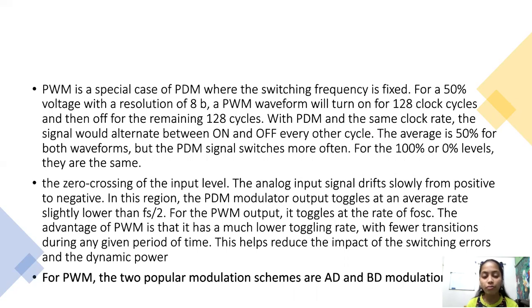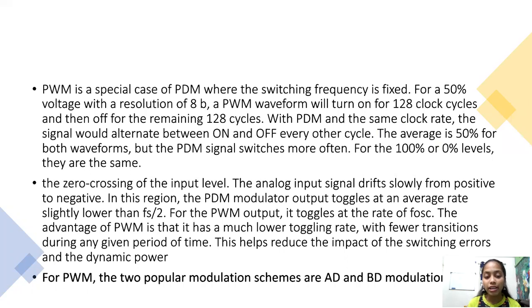At the zero crossing of the input level, the analog input signal drifts slowly from positive to negative. In this region, the PDM modulator output toggles at an average rate slightly lower than Fs by 2, and for the PWM output, it toggles at the rate of FOSC.